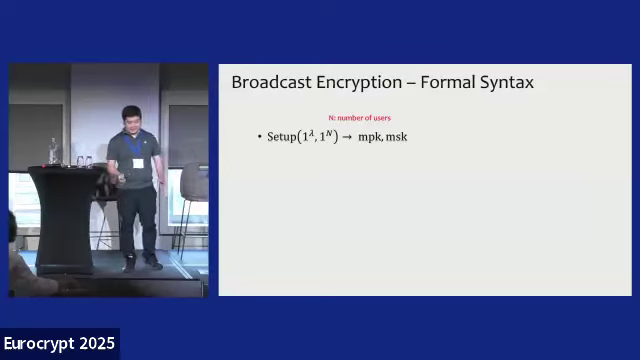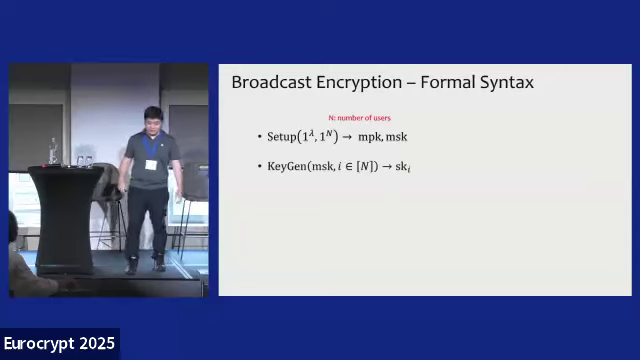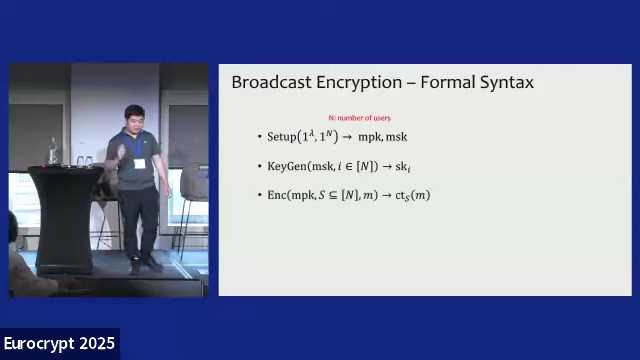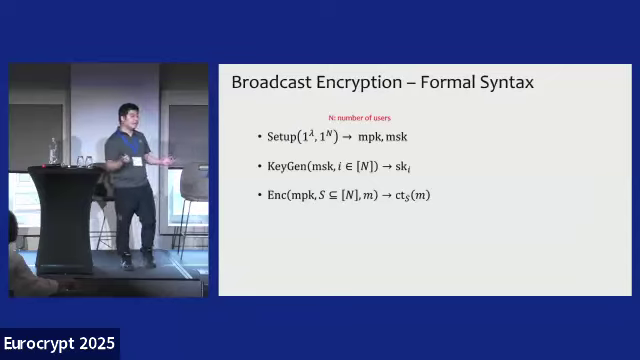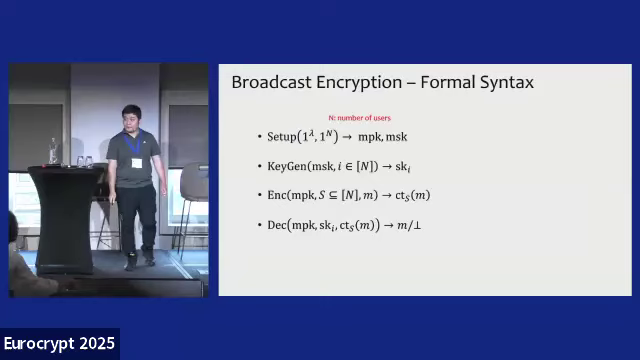So, some form of syntax: the central party will run the setup algorithm, which takes in the number of parties and then outputs the master key pair. It will run the keygen algorithm to generate a secret key for every one of the parties. The encryption algorithm takes in the master public key, the set, and the message, and generates a ciphertext, which can be decrypted with the appropriate secret key.